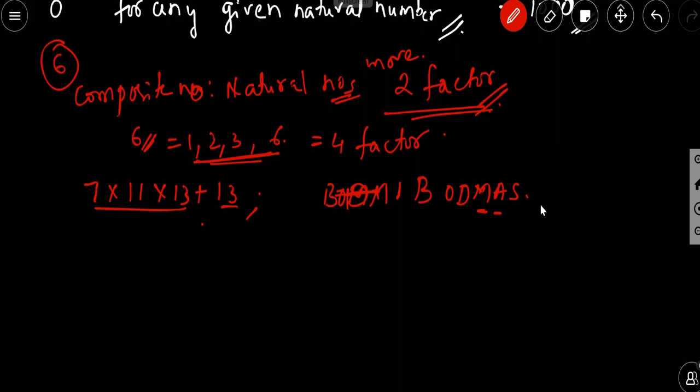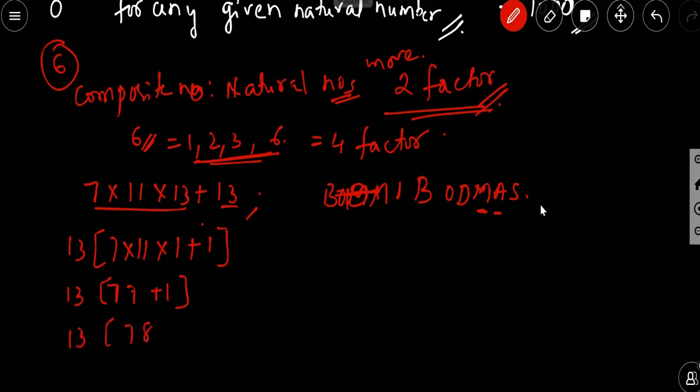So two ways you can do it. First multiply and then add, or take the common factor. If I take 13 common here, this will be 13 into 7 into 11 plus 1. 11 sevens are 77, so 77 plus 1 is 78. So this becomes 13 into 78. Okay, fine. So we'll find the factorization of 78.